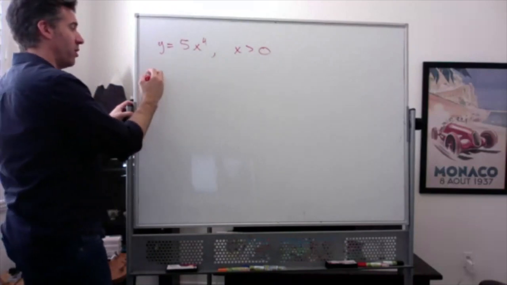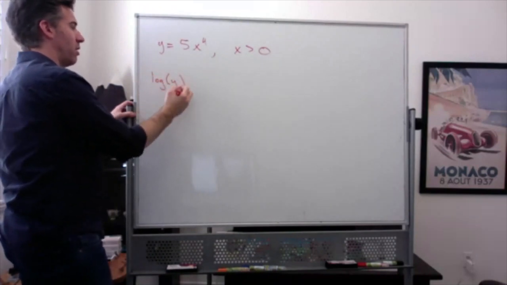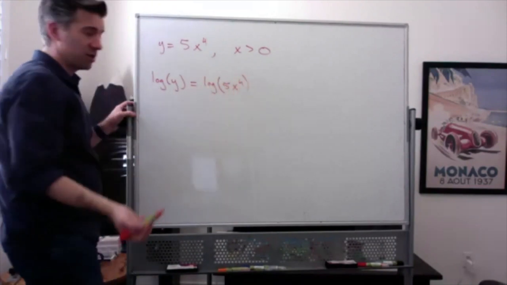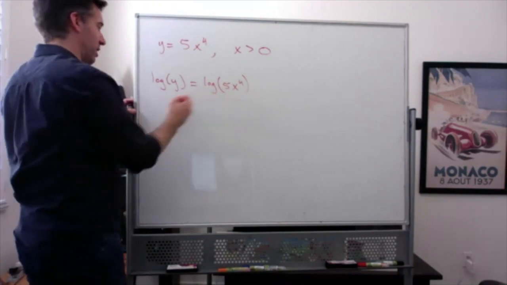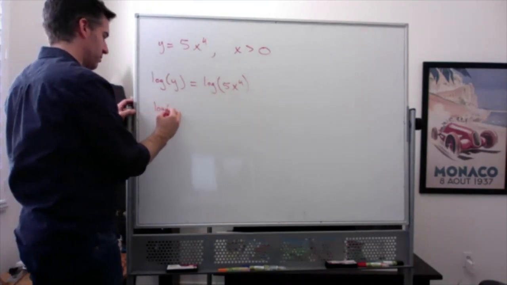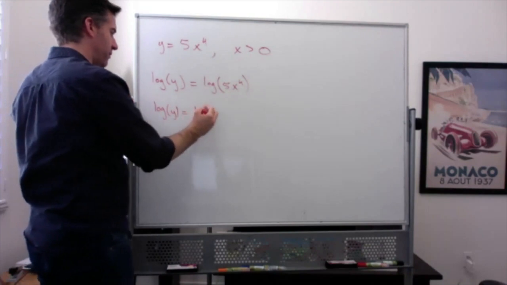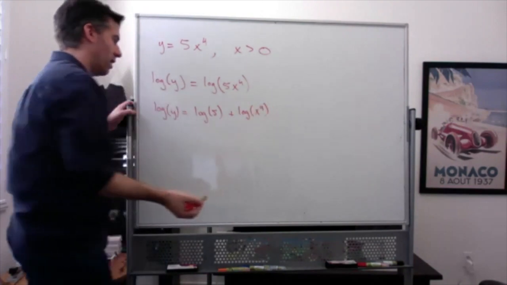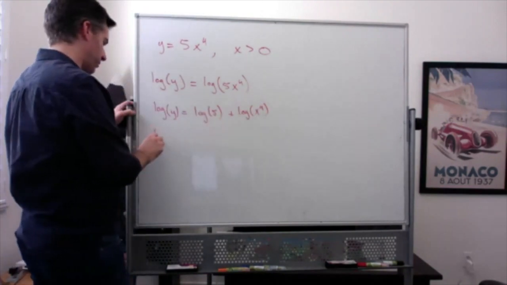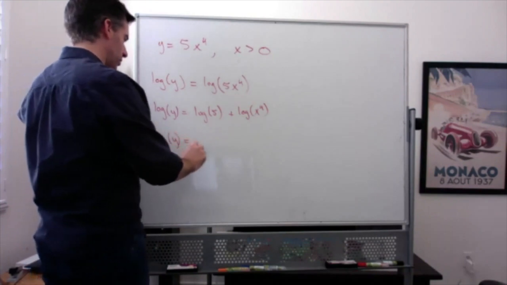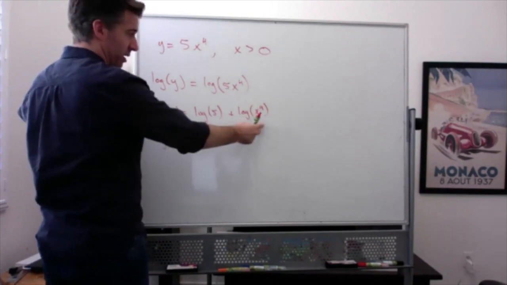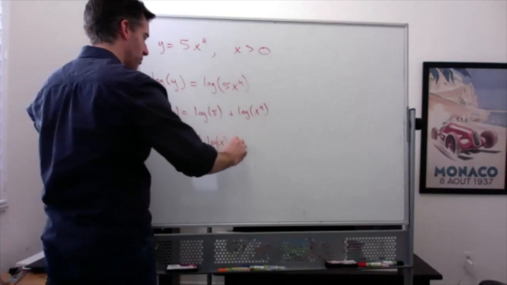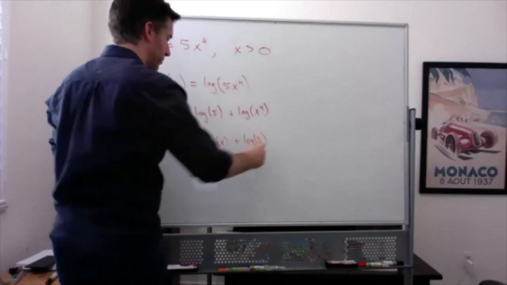So taking the log of both sides, log of y equal to log of 5x to the 4th. We're going to do the same sort of thing. We're going to use the same rules. We're going to break this up. So we get log of 5 plus log of x to the 4th. And then we're going to bring this down. So we've got log of y equal to, I'm going to rewrite it. I'm going to write this as 4 times log of x plus log of 5.